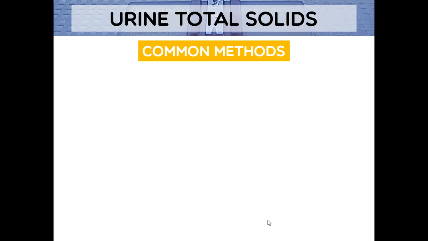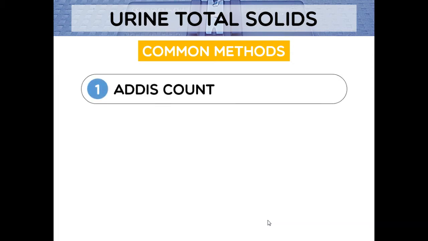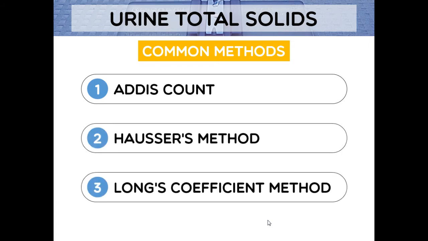Now again, we'll now talk about the different common methods in quantitating or estimating your urine total solids. So we'll have three. You have first is your Addis count, which is quite really popular and common. And the last two are your Hauser's and Long's coefficient method. Now, I have to emphasize, guys, that these methods, again, are obsolete. They are not really routinely used now in the laboratory.